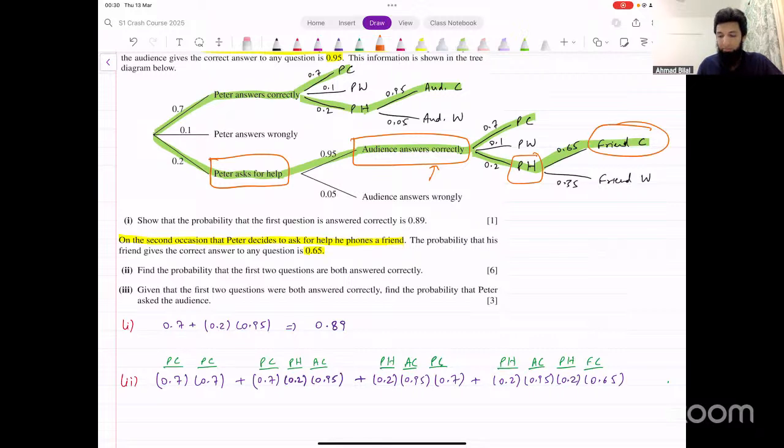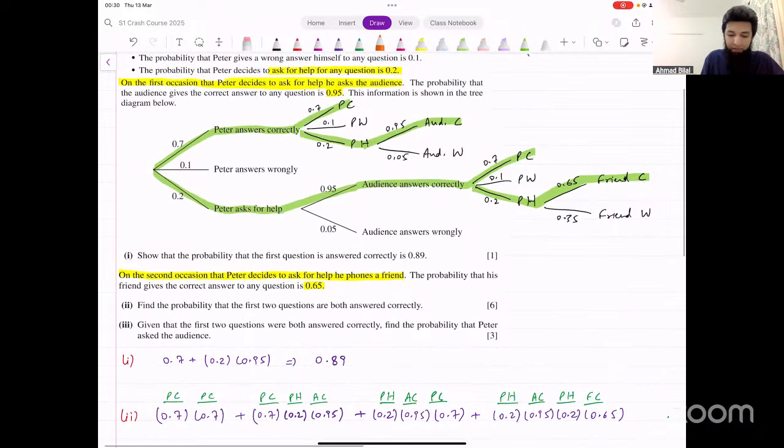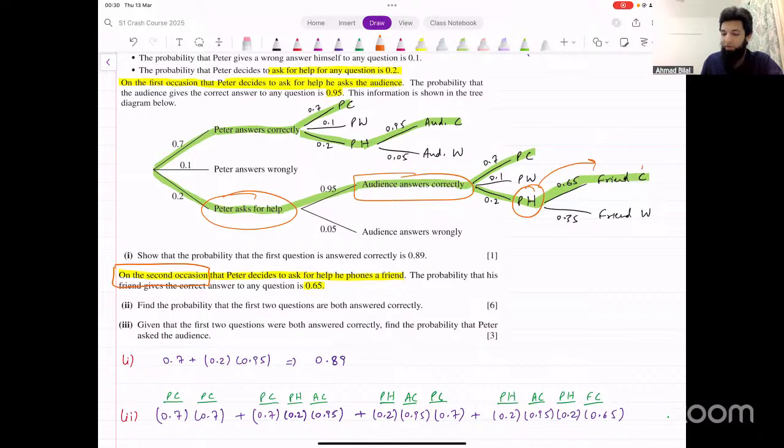So it doesn't matter what he did on the first occasion, right? Yes, it does matter, because if he answered correctly himself the first time, then he has not asked for help yet. And this is the first time that he's asking for help in the second case that we had. In that case, he would ask the audience. But in this last case, since he has already asked the audience before, for the second question it will be the second occasion that he's asking for help. So now he'll go to the friend in this case. Right. Okay.